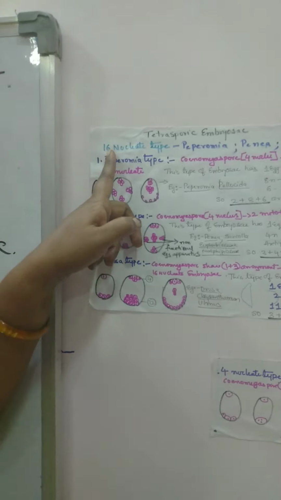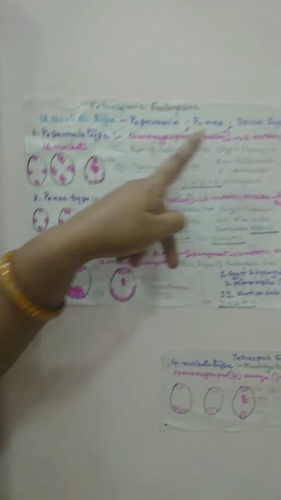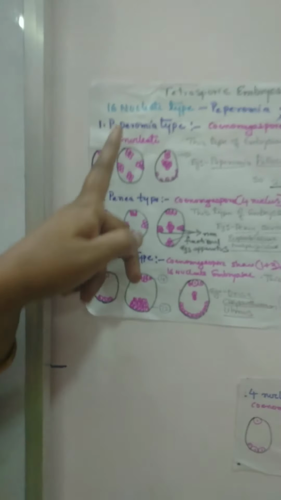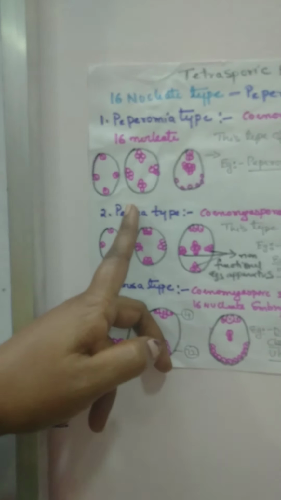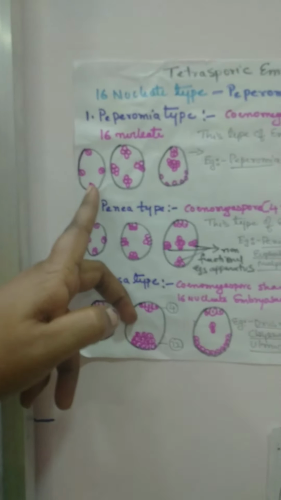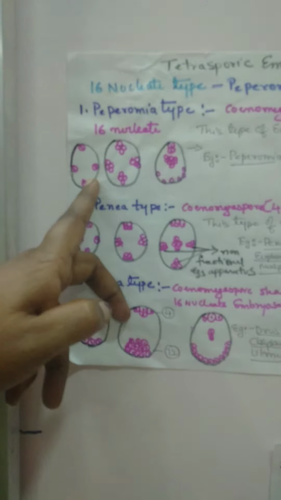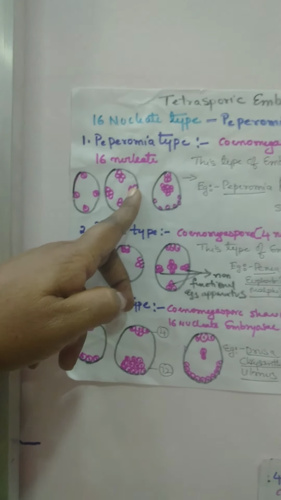Now, under the 16 nucleate embryo sac, I told you there are 3 types, that is Peperomia type, Penaea type and Drusa type. Now look into the first kind, Peperomia type of tetrasporic embryo sac, which is a 16 nucleate embryo sac. Initially the 4 megaspores are arranged in a 1 plus 1 plus 1 plus 1 arrangement, and each of them will undergo 2 mitotic divisions leading to formation of 4 plus 4 plus 4 plus 4 nuclei.